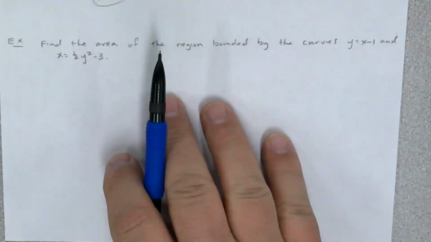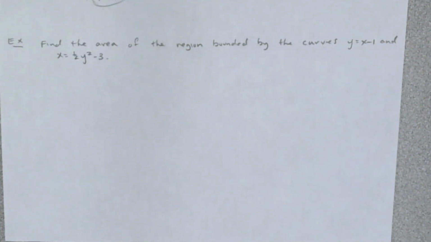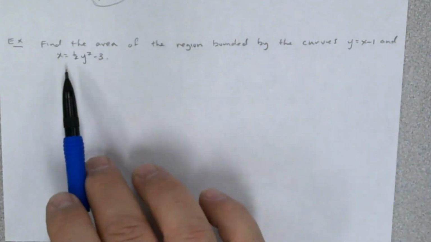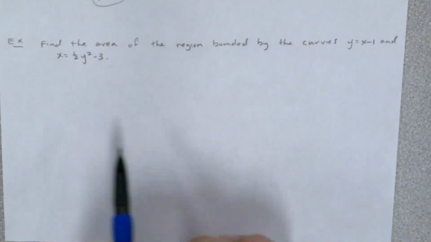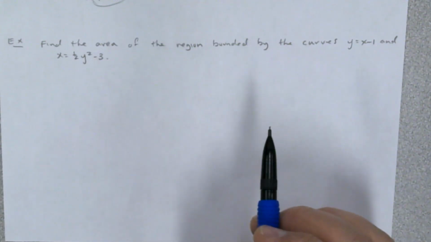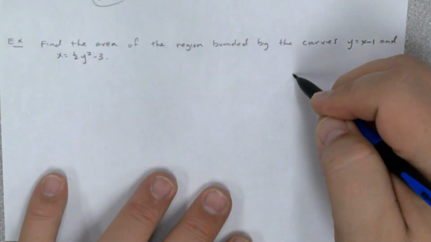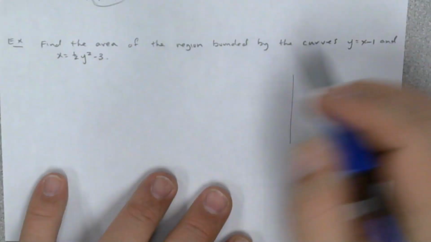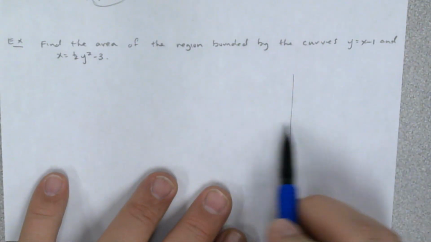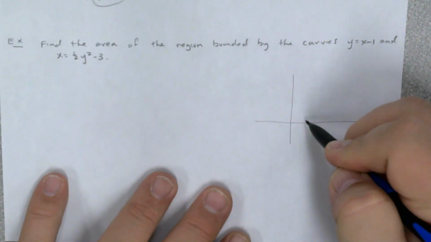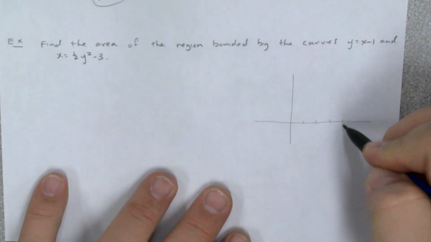So I have this example right here at the bottom. Find the area of the region bounded by the curves y equals x minus 1 and x equals 1/2 y squared minus 3. So we need to graph this out. Your first task is to graph this region so that you can see it. One solve for y, the other one solve for x, so keep that in mind. But you can draw this however you want. I'm going to show you how to do it real quickly here. You can do it on the calculator if you have the ability to do so.